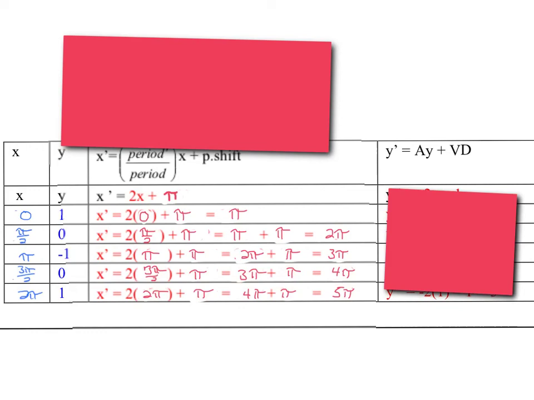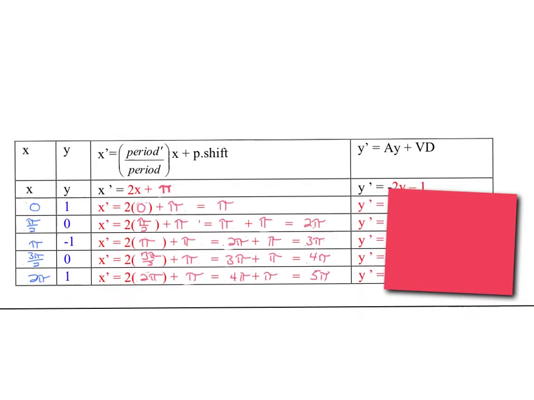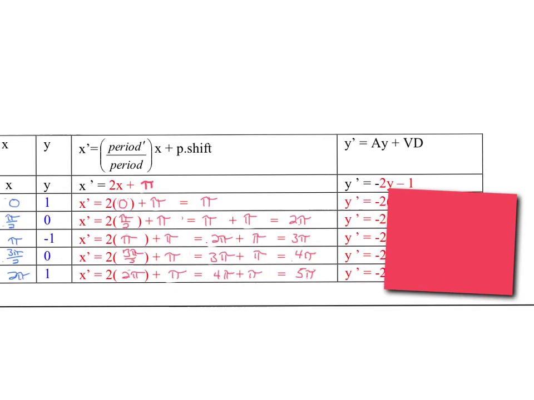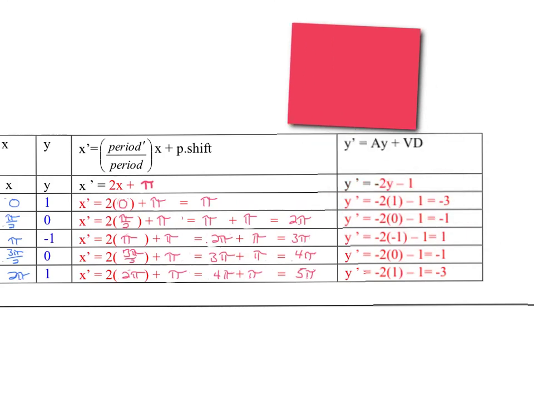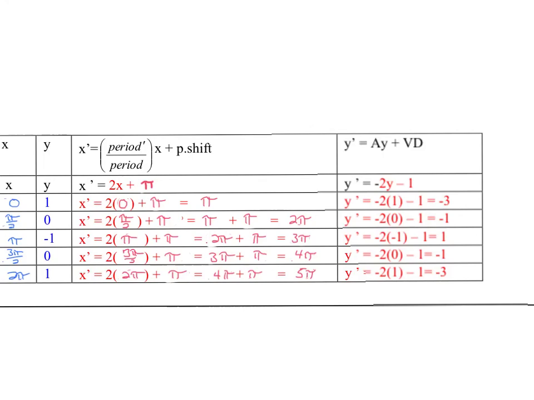To find the y values, we are going to take a, which is negative 2, multiply it by y, and then subtract 1, our vertical displacement. So we're going to get negative 2 times 1 minus 1, and so on. You get these numbers. Now let's graph this sucker.